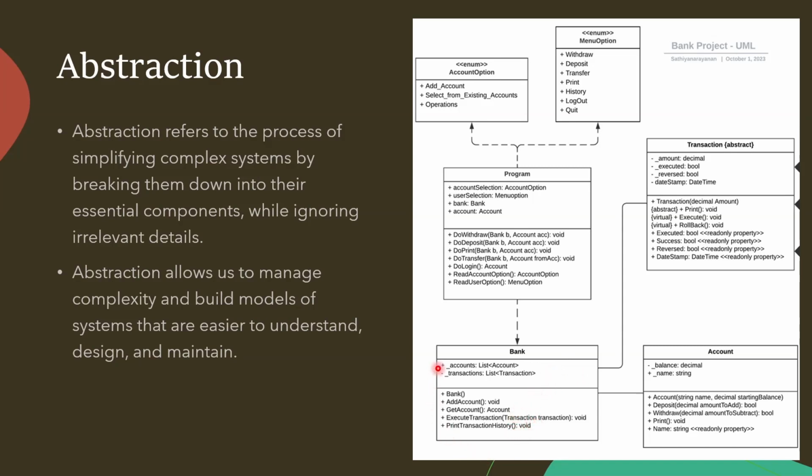So if we take bank for example, we have accounts list as an attribute, transaction list as another attribute, and we have add account, get account, execute transaction, and print transaction as methods. So these are the attributes and methods that are needed for the bank to perform. So in this way, abstraction is utilized in my program.